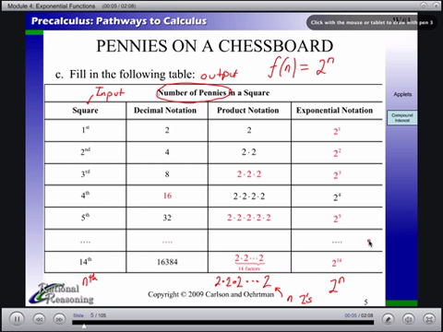So what operation is that? Doubling. It's not squaring. Is that factorial? Simpler than that. What are we doing to get the next square? Multiplying by 2.